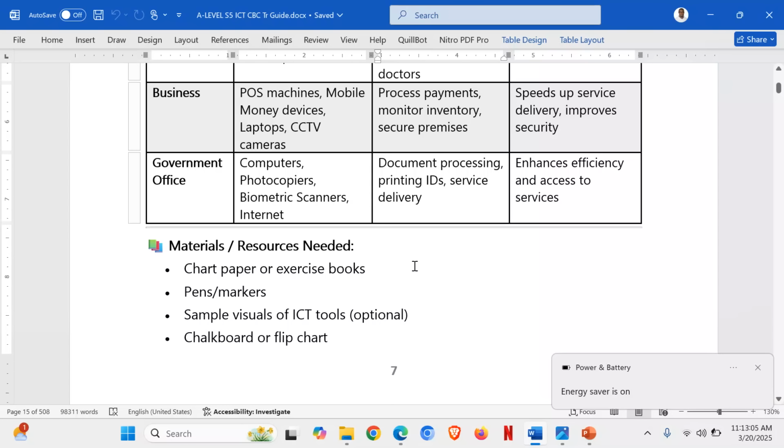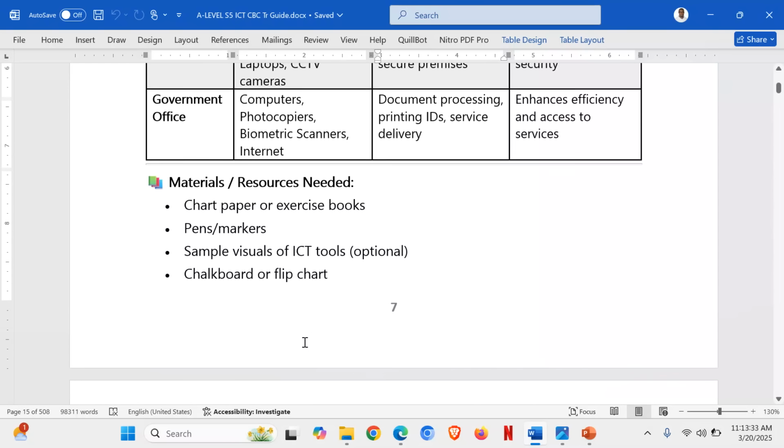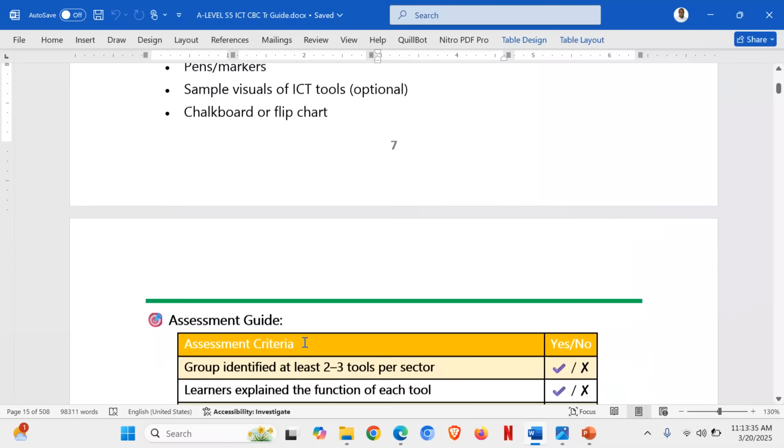Then, materials required by you as a teacher. You need the following resources: chart paper or exercise books, pens, marker pens. This is for learners and the teacher. Simple visuals of ICT tools can be optional. Chalkboard, flip chart, or even a whiteboard. Those are some of the needed tools.